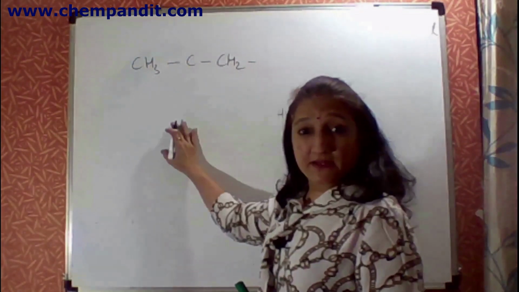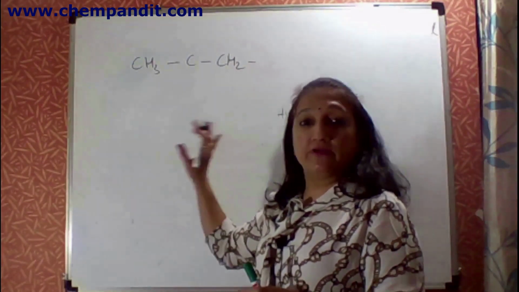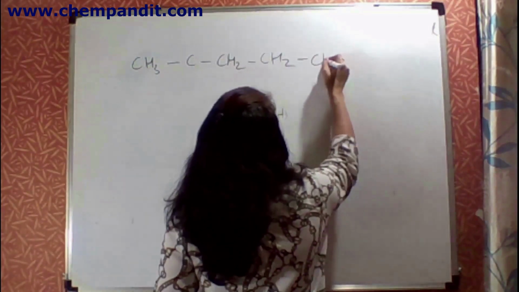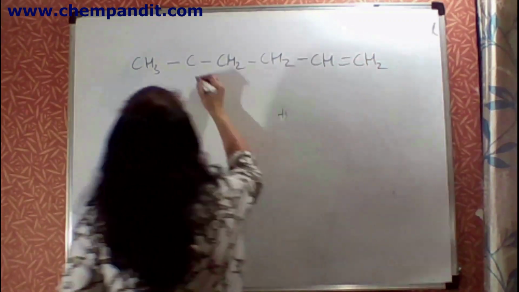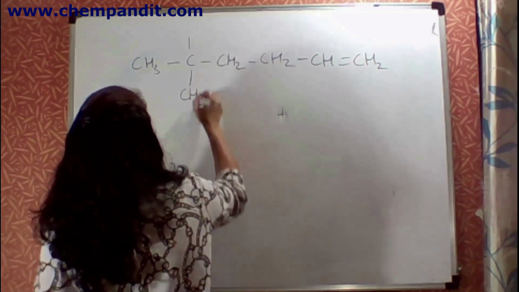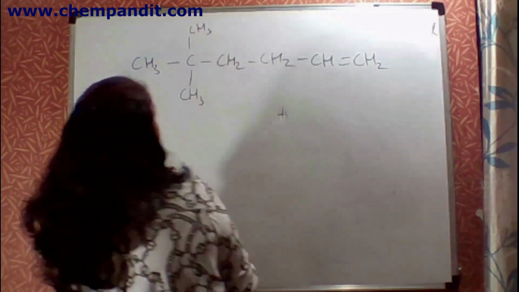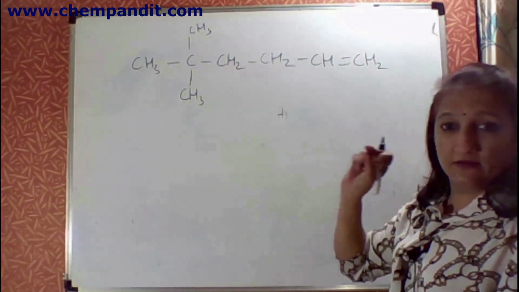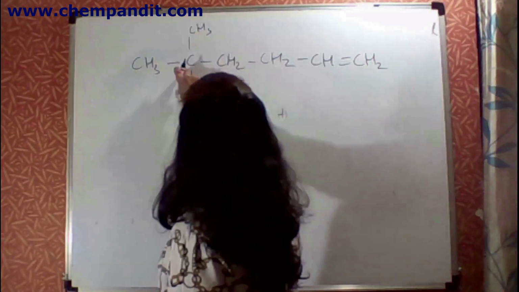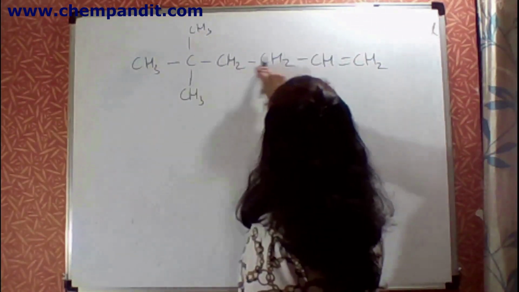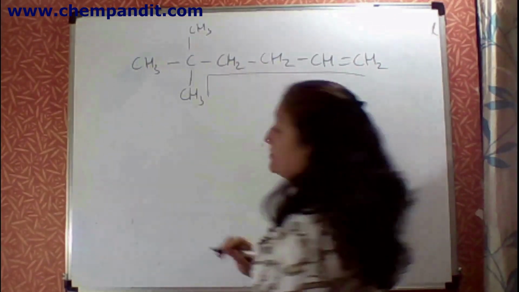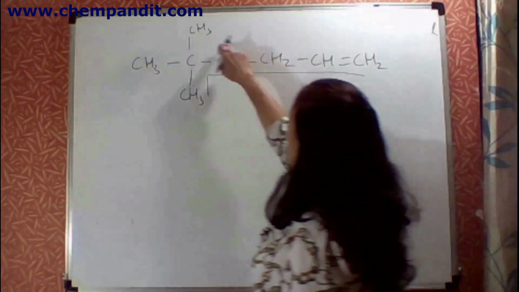Now let's take an example where substituent group and double or triple bonds both are present. Clear? This is a compound in which a multiple bond and substituent groups both are present. Now first step is to choose the longest carbon chain. Clear? 1, 2, 3, 4, 5, 6. You can take it like this also. Like this also you can number. 1, 2, 3, 4, 5, 6.